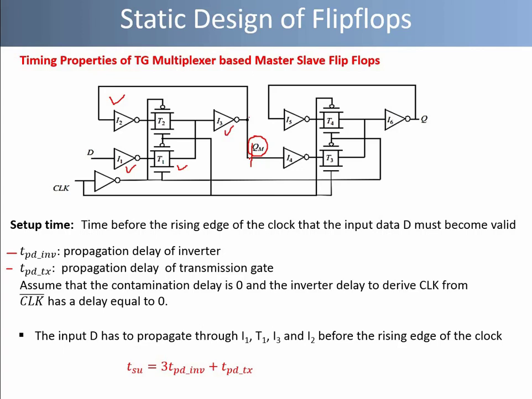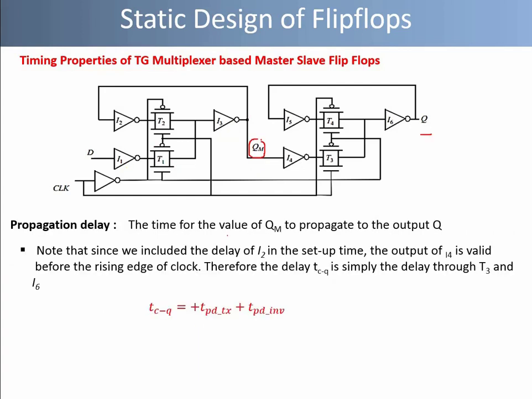It means that this input D must pass through I1, T1, I3, I2. So the setup time is equal to the sum of propagation delay of inverters I1, I2, I3 and transmission gate T1. The propagation delay is defined as the time between the rising edge of clock and the time for which the value QM is successfully propagated to the output Q.